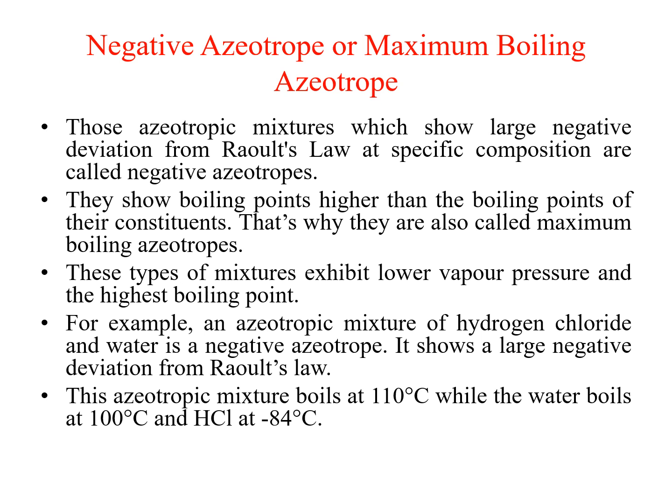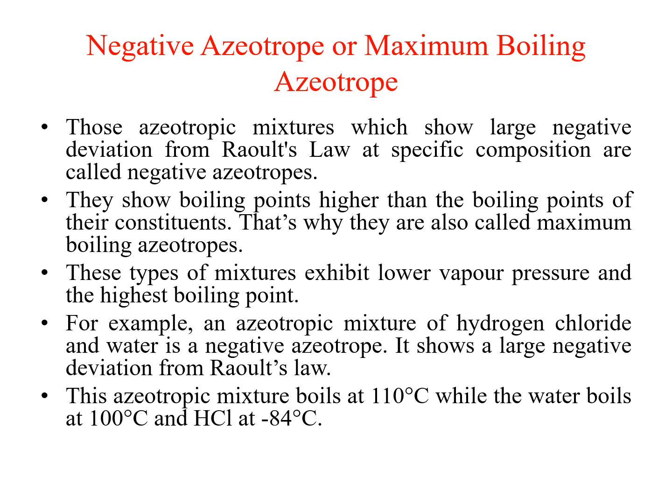Negative azeotrope or maximum boiling azeotrope. Azeotropic mixtures which show a large negative deviation from Raoult's law at a specific composition are termed negative azeotropes. They show boiling points higher than the boiling points of their constituents. That's why they are termed maximum boiling azeotropes. This type of mixture exhibits lower vapor pressure and the highest boiling point.